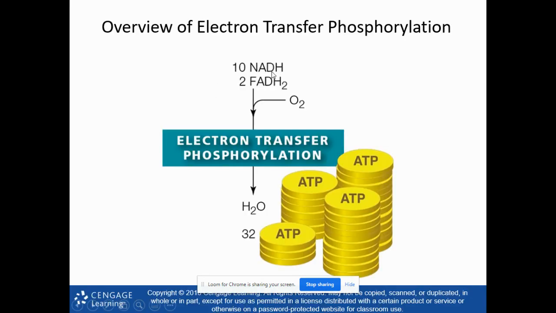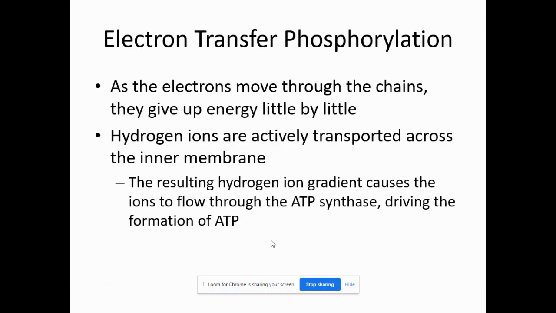Okay, so here you get the NADH that's produced during glycolysis and Krebs cycle. You get FADH2. All right, then you have oxygen, and we'll talk about the role of oxygen in a second. But then you have electron transport chain or electron transfer phosphorylation. Different names, same thing. And so at the end of it, you get most of your ATP being produced. Based on this, 32 molecules of ATP are produced. So what happens?